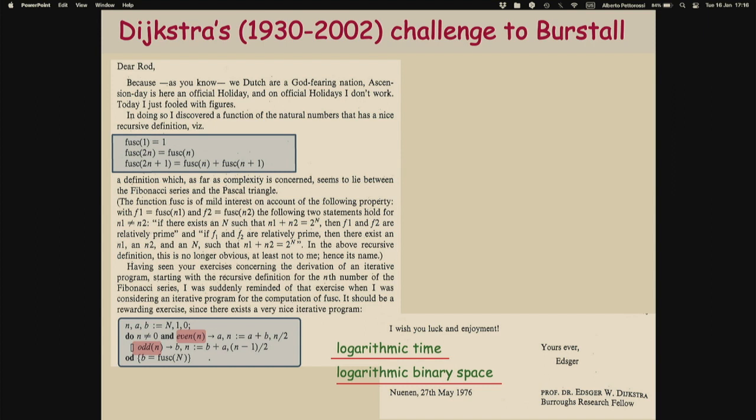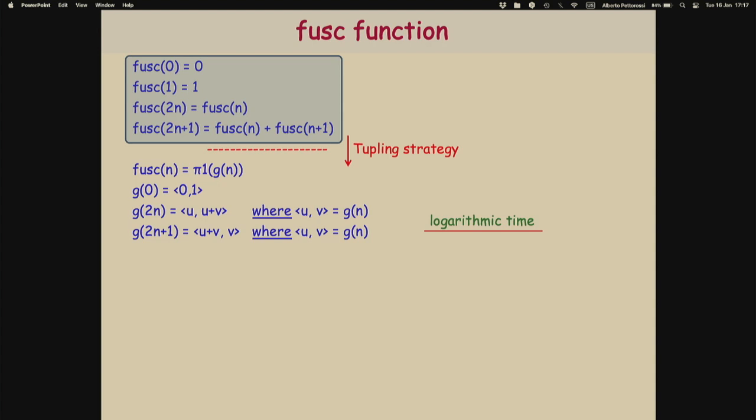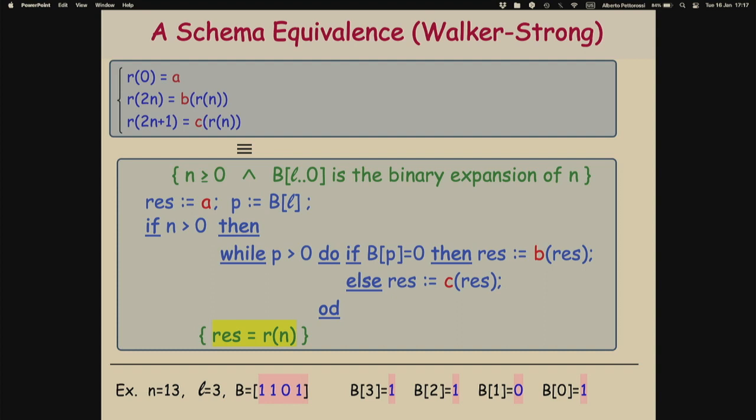The solution by Dijkstra has to do with the matrices, which are basically 2 by 2, so there are 4 values, but we know that you can do it with 2 values only. So it's a bit of a saving in space. And if you like, this is the tupling strategy, the fast, 3 equations, and then applying this schema equivalence, there were people around a decade before, who just produced a collection of schema equivalences, Walker and Strong.